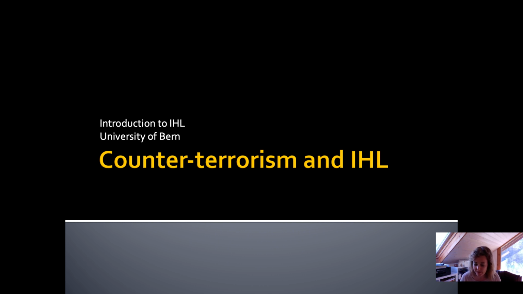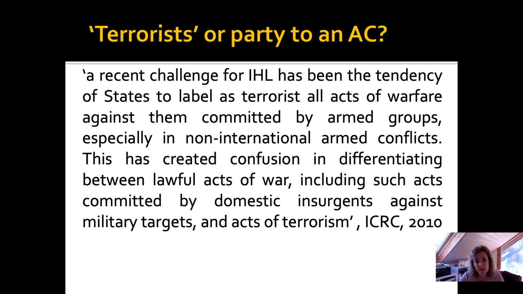So, having this in mind, let us now look at what is at stake in this issue of counterterrorism and IHL. This is a slide which quotes the ICRC in a report in 2010, and it summarizes quite well one of the issues related to counterterrorism and IHL. So the ICRC notes that a recent challenge for IHL has been the tendency of states to label as terrorist all acts of warfare against them committed by armed groups, especially in non-international armed conflicts.